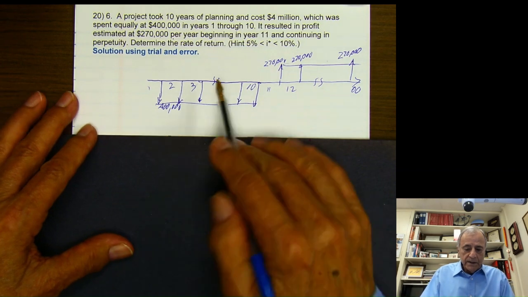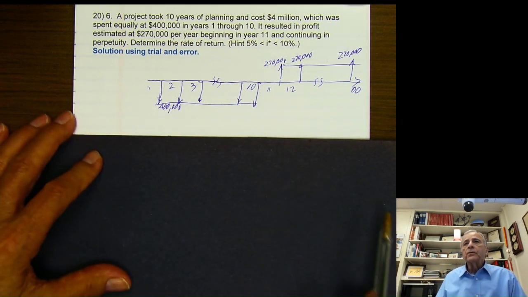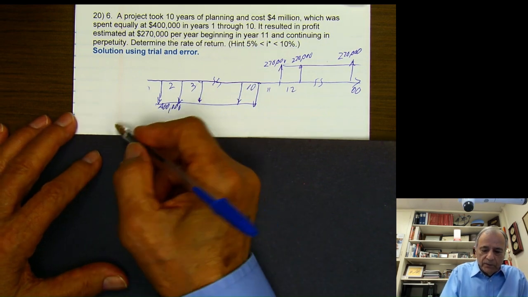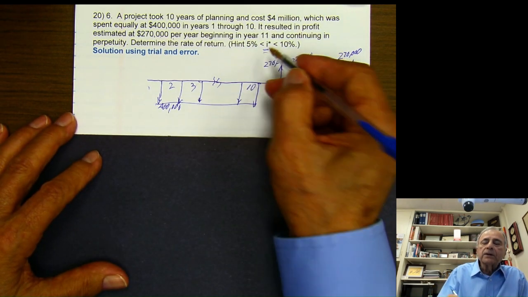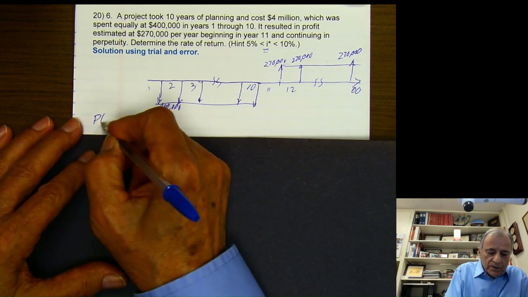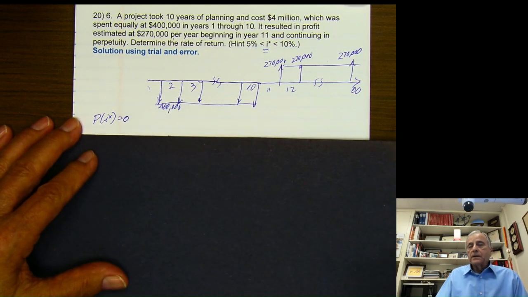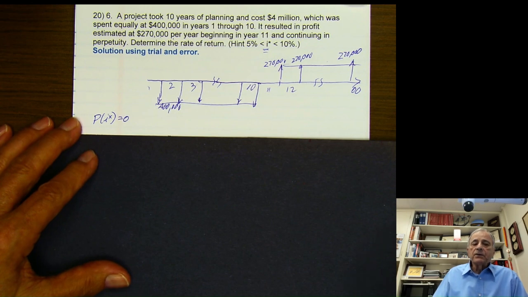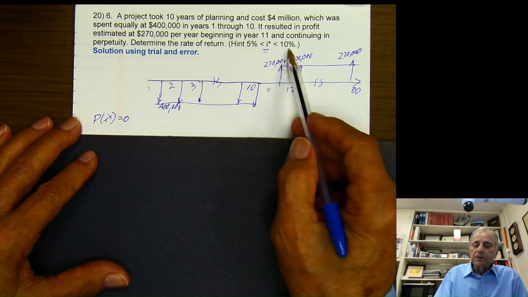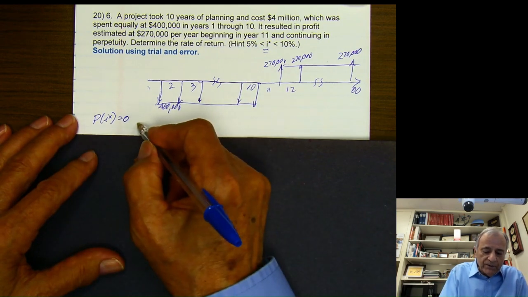And it says, determine the rate of return. Well, rate of return, which we use the symbol I star, is the interest rate at which the present worth equals 0. So we just say present worth at I star equals 0. And since I'm going to solve this by trial and error, and I'm told it's between 5 and 10%, I'm going to start with present worth at 5%.